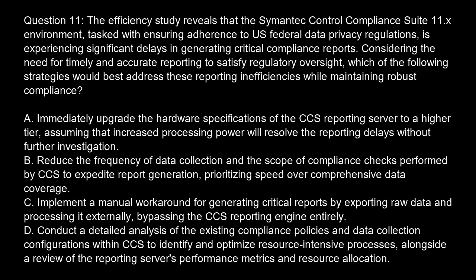Option A. Immediately upgrade the hardware specifications of the CCS reporting server to a higher tier, assuming that increased processing power will resolve the reporting delays without further investigation. Option B. Reduce the frequency of data collection and the scope of compliance checks performed by CCS to expedite report generation, prioritizing speed over comprehensive data coverage. Option C. Implement a manual workaround for generating critical reports by exporting raw data and processing it externally, bypassing the CCS reporting engine entirely.